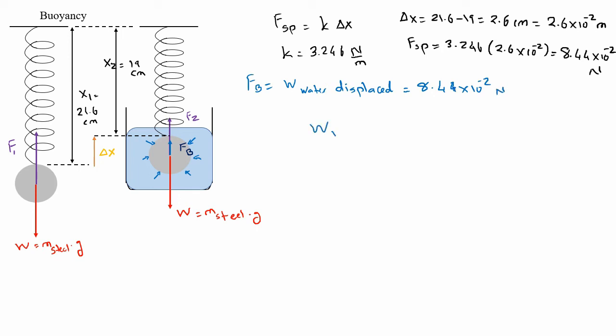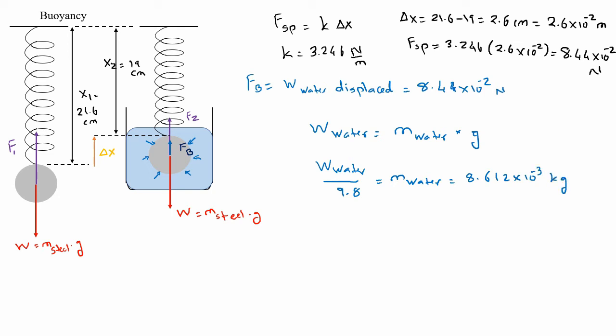Now the weight of the water equals the mass of the water multiplied by gravity. So let's calculate the mass of the water. The weight of the water divided by 9.8 gives us the mass of the water, and that would be 8.612 times 10 to the negative 3 kilograms. So which is like 8 milligrams of water.